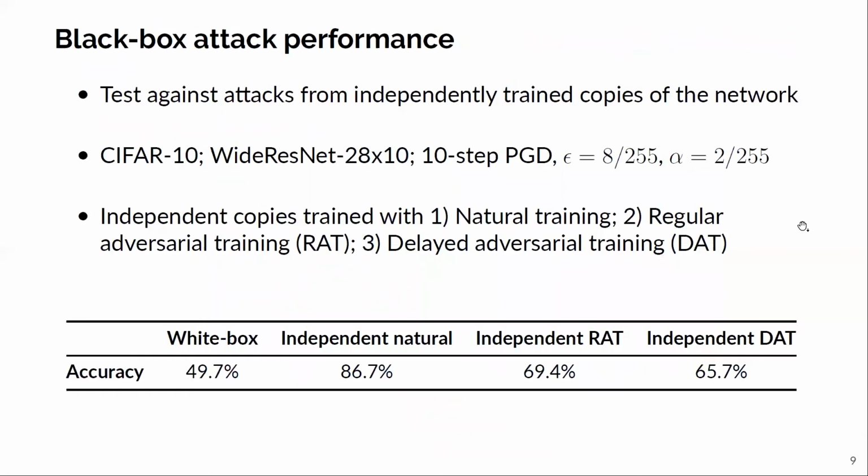We also verified the black box performance of our method. We generate adversarial test samples from independently trained copies of the network. In this case, we use CIFAR-10 with the Wide ResNet 28-10. The independent network copies are trained using natural training, regular adversarial training, and delayed adversarial training. And as is consistent with the literature, the adversaries generated from independent copies of the network are misclassified less often, and the adversaries from the naturally trained independent copy have the highest accuracy.